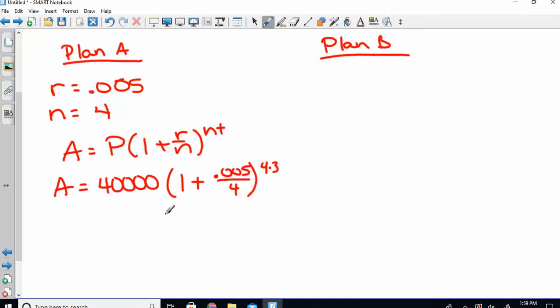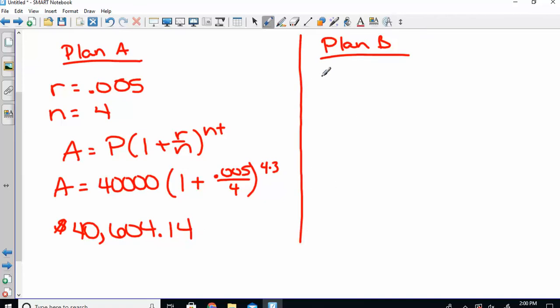I couldn't figure out where you got the 4. Because it was compounded quarterly, so that's 4 times a year. Oh, I was trying to figure that out. And since it is money, we will round to the nearest cent. So we get $40,604.14 for Plan A.